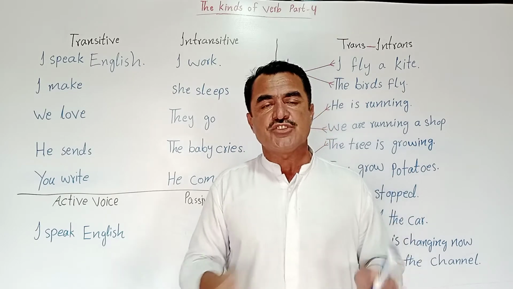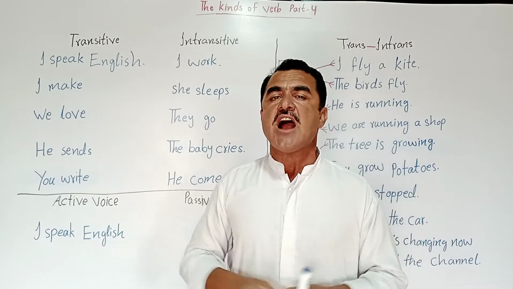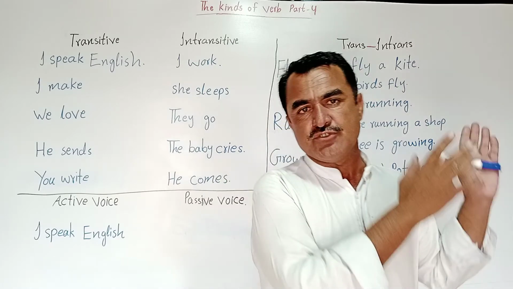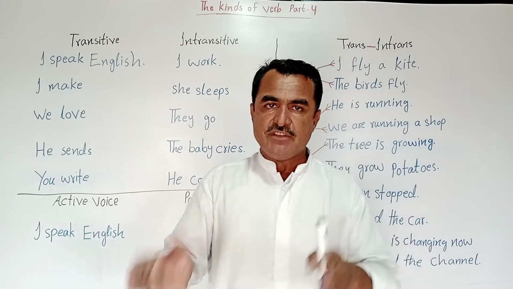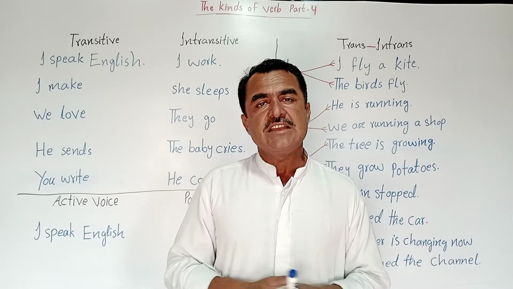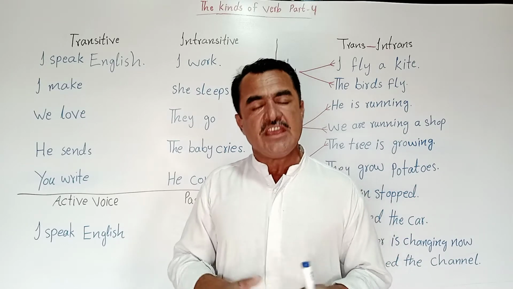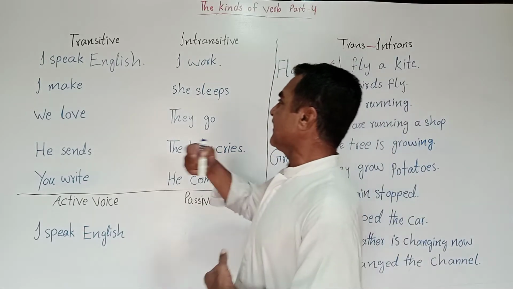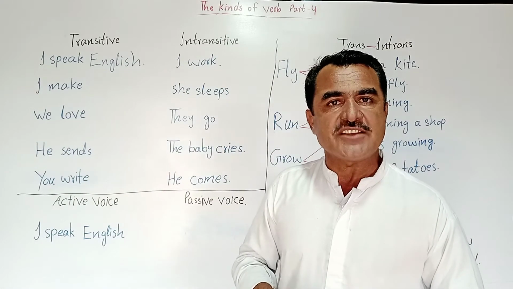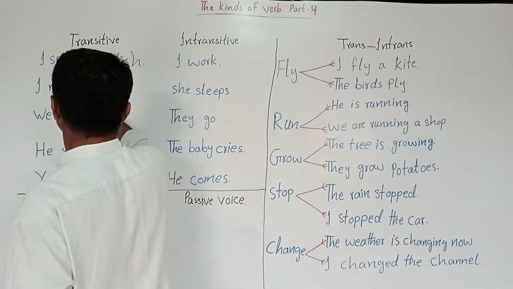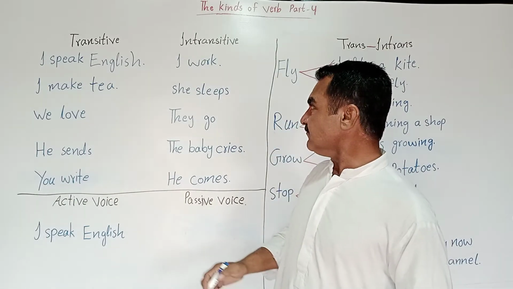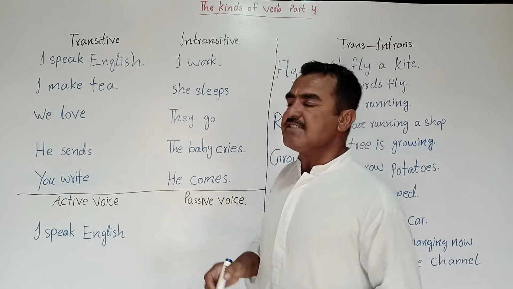For example, if you use it in a continuous sentence, I am working. If I say to my friend, will you come with me to attend the marriage? Then I will say, no, I am working. So this sentence is complete in itself. Now let's go to the second sentence. I make. I make what? I make tea.